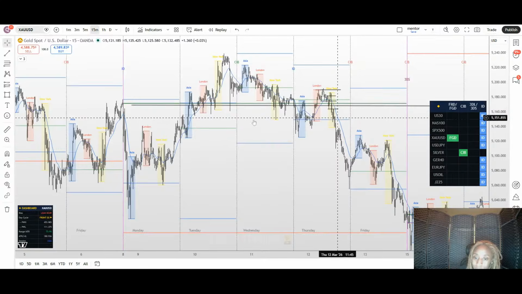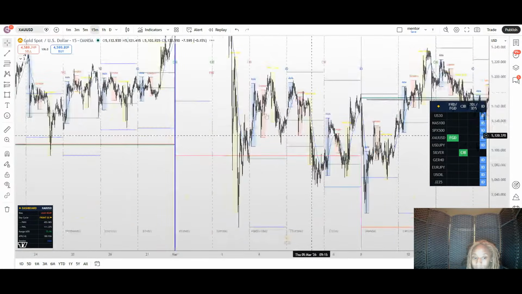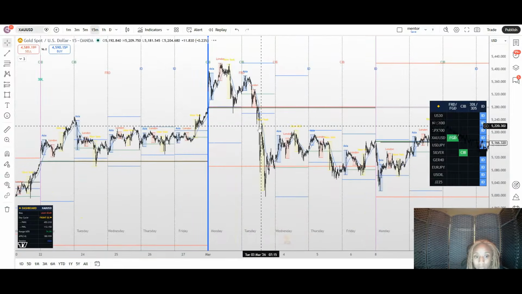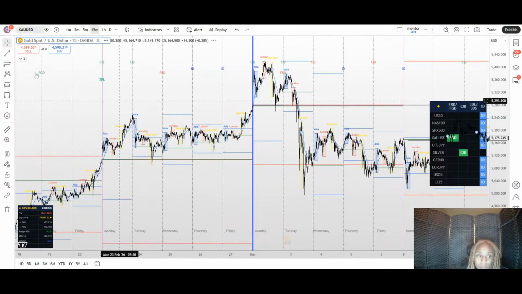Markets are mechanical. They are very, very mechanical. So that means that you need to be mechanical. Again, 3-day setup.